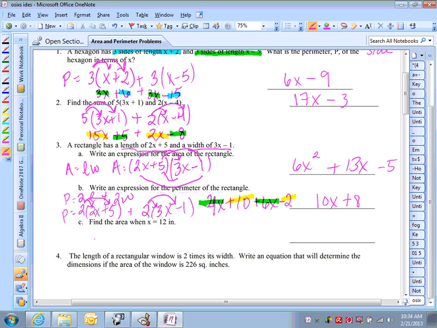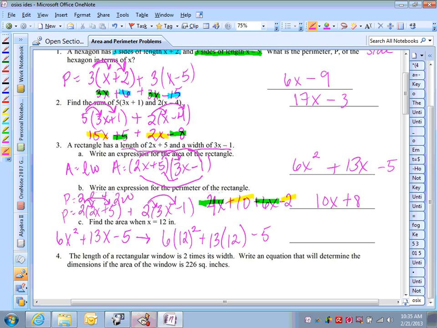Okay, and on the next problem, part C, all they're asking you to do is find the area when x is equal to 12 inches. Well, the expression we found for area was 6x squared plus 13x minus 5. All I do is plug in 12 wherever I see x. So I'm going to put 6 times 12 squared plus 13 times 12 minus 5. I just replaced any x value with a 12.